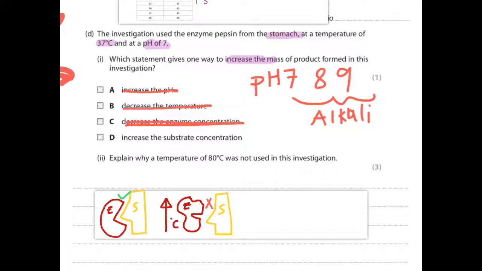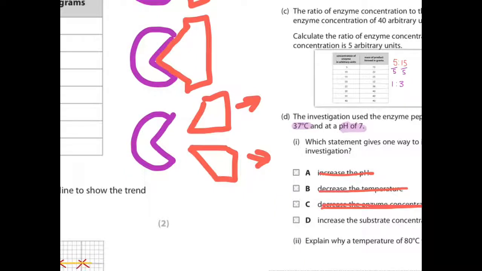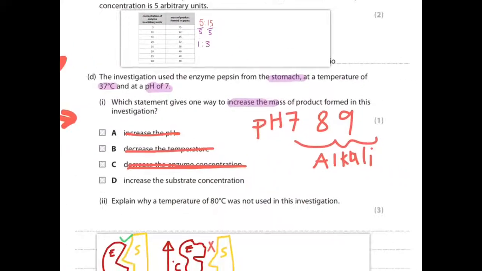So we're left with one. We know it's the right answer already by process of elimination. But increasing the substrate concentration, well, that makes sense. If we're putting more of this stuff in there, then we're increasing the chances of an enzyme colliding with it to break it down or to help break it down to make product. So we're increasing the frequency of successful collisions between the enzyme and the substrate. So that is the answer.